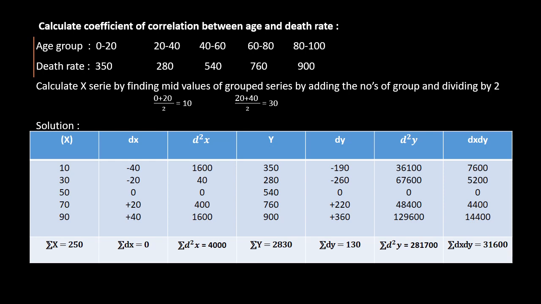Then again you have to follow the same format. You have to put them in the 7 columns: x, deviation of x, dx square, y, deviation of y, dy square, dx dy, and the sum of all the columns. Now friends, pay attention. You have to follow the shortcut method for calculating the coefficient of correlation, because though you are given the arithmetic mean as a whole number, and though the sum of deviation of x is 0, still the sum of deviation of y is 130. So you cannot follow the direct method of calculating the coefficient of correlation, and you have to follow the shortcut method here.